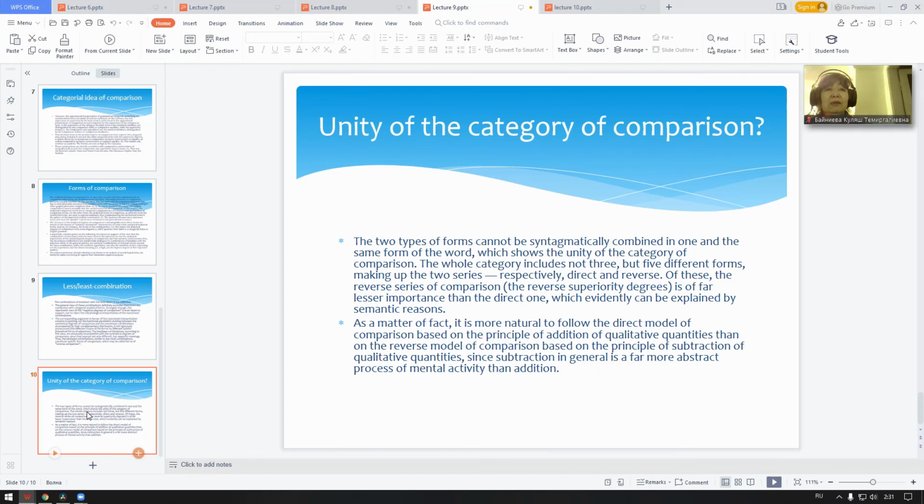As a matter of fact, it is more natural to follow the direct model of comparison based on the principle of addition of qualitative quantities than the reverse model of comparison based on the principle of subtraction of qualitative quantities, since subtraction in general is a far more abstract process of mental activity than addition.